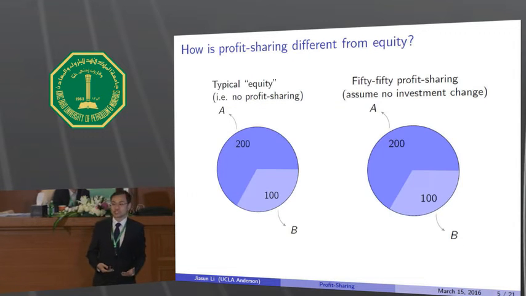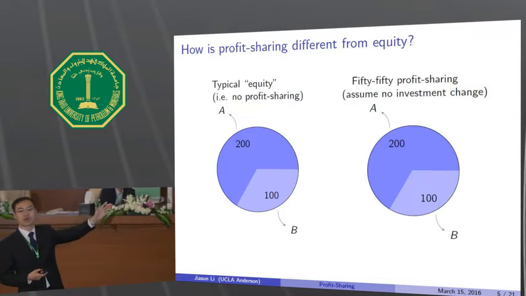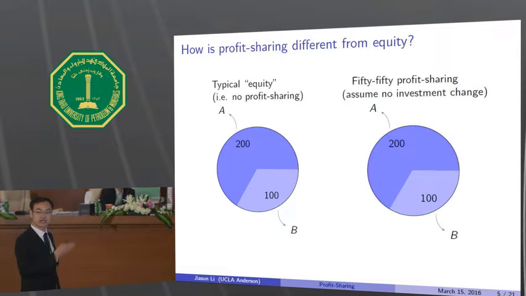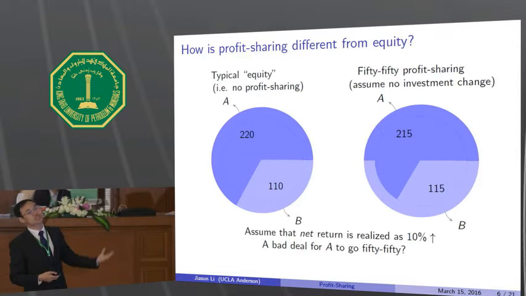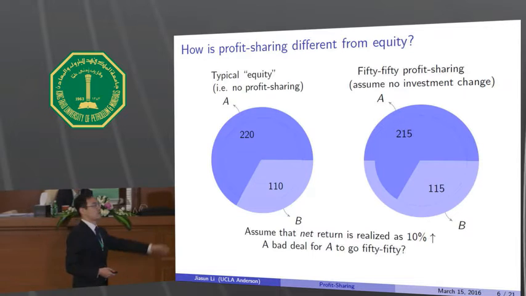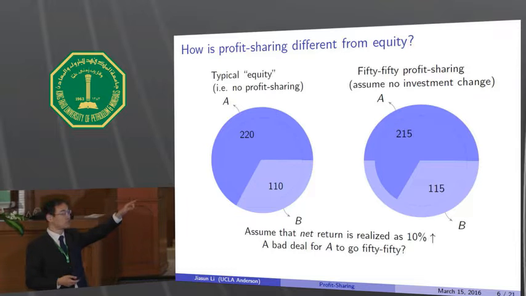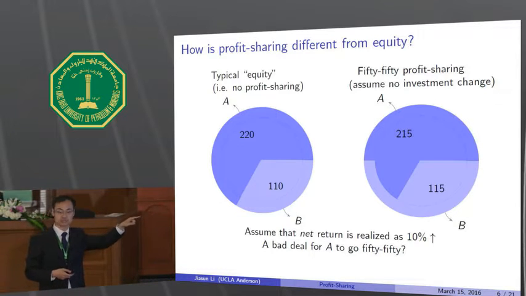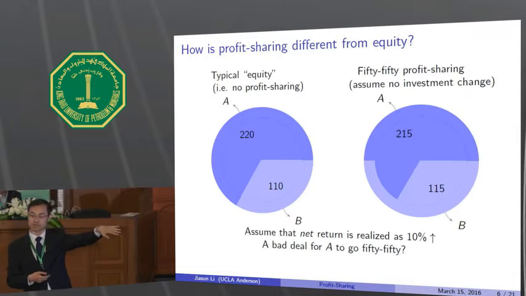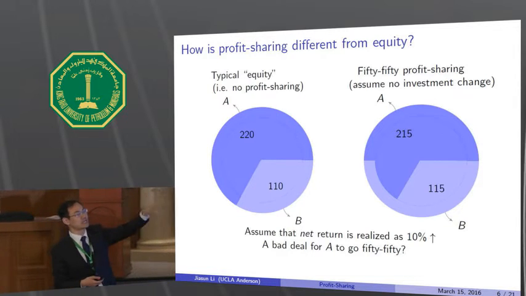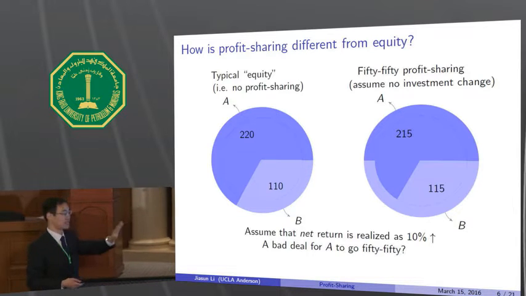So just to give you another illustration: if Bill invests $200 and I invest $100, let's compare what it looks like in a typical equity contract and under a 50-50 profit sharing rule. If the project goes up by 10% in the next period, under a typical equity contract, the sharing rule is proportional to our initial investment. So Bill will get back $220 and I get back $110. Under a 50-50 sharing rule, he gets back $215 and I get back $115. And we notice that the 50-50 sharing only applies to the profit part, not to our initial investment part. And that's going to be very important.